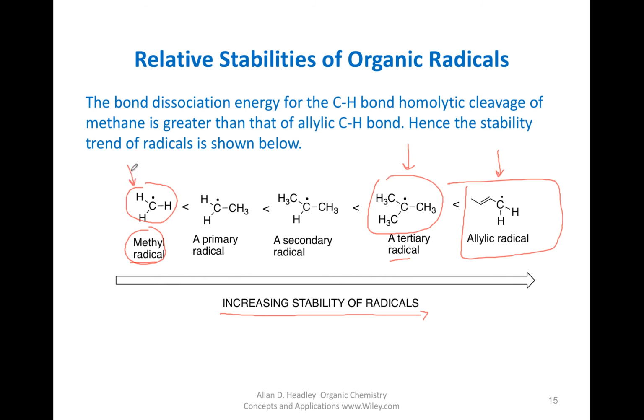So this is a trend for the stability of radicals. This is going to be very important when we start looking at reactions and the stability of intermediates and predicting products. So once again, the methyl radical is the least stable, and the most stable will be your benzylic and allylic, and of course your tertiary is next.